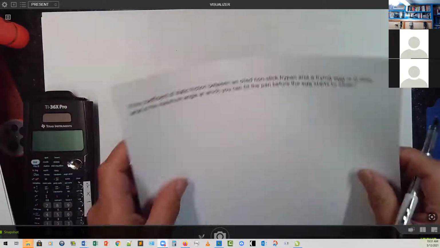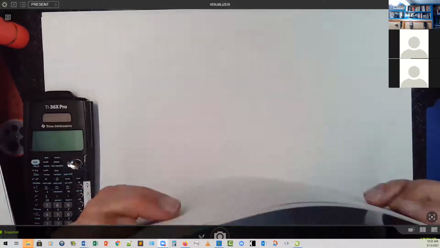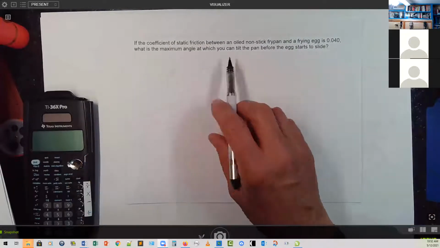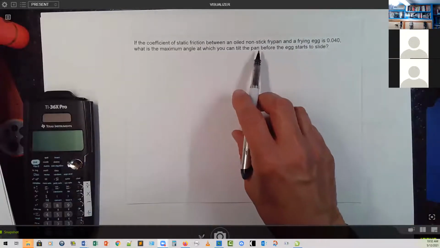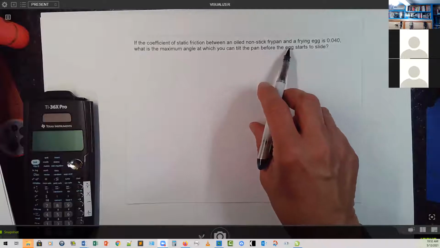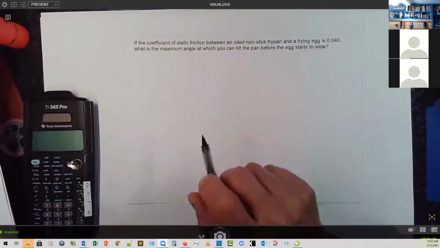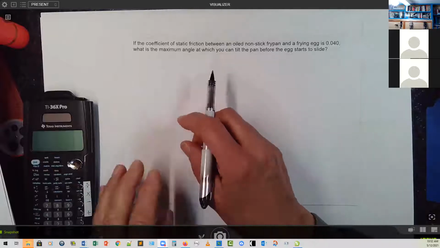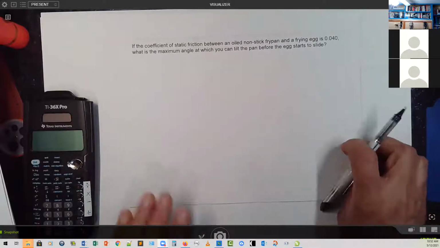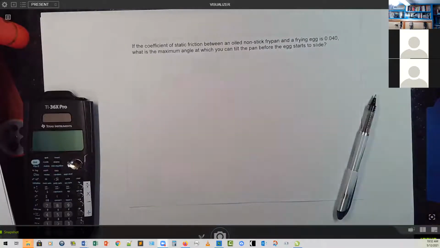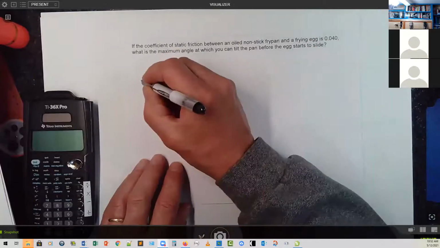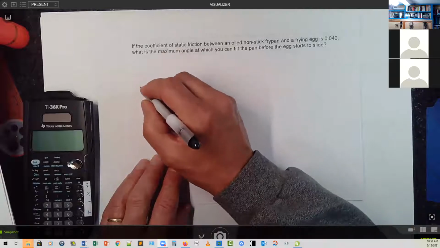So here's a question I'm sure everyone has asked themselves. If the coefficient of static friction between an oiled non-stick fry pan and a frying egg is 0.040, what's the maximum angle at which you can tilt the pan before the egg starts to slide? Well, this is going to be a new kind of problem. Let's see. Well, let's draw the picture here.